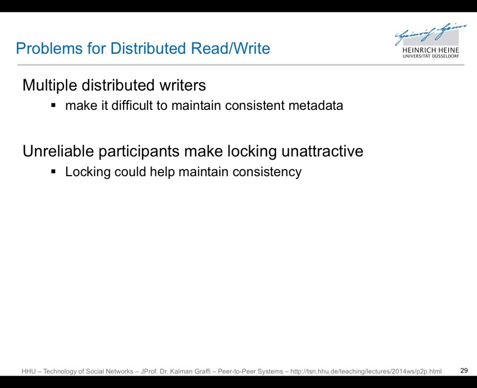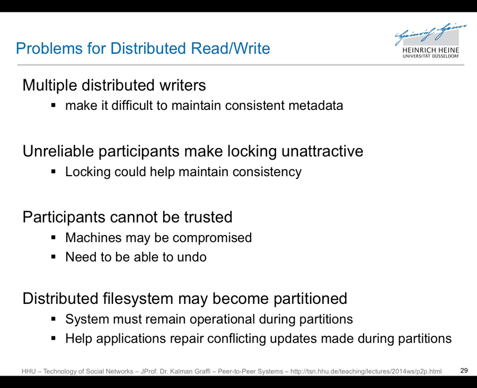It's not very attractive, because sometimes people forget to unlock and then the data is locked for all time, and it could help, but it's not really attractive. Also, there's the idea that we cannot trust people and machines can be compromised, so we have to consider allowing some undo function. So if there was some error in the execution of a change or a patch, there should be an undo function.